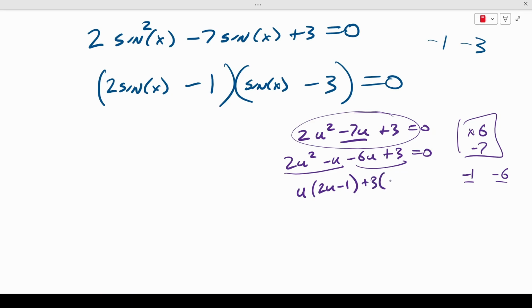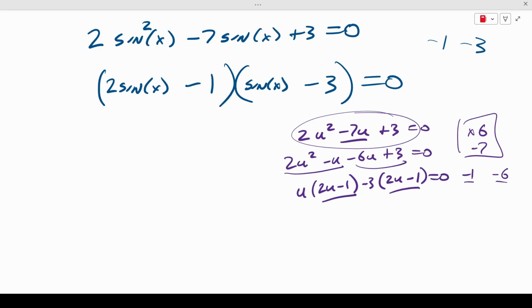I'm left with, well, now hold on here. If I factor out a 3, this is negative 2u, but that doesn't match. So what I want to do is factor out a negative 3, and then that will give me a positive 2u. So that's negative 6u. And then a negative 1. That works. Let's double check. U times 2u, 2u squared, u times negative 1, negative u, good, negative 3 times 2u, negative 6u, good, negative 3, negative 1, positive 3, good, okay. So this works.